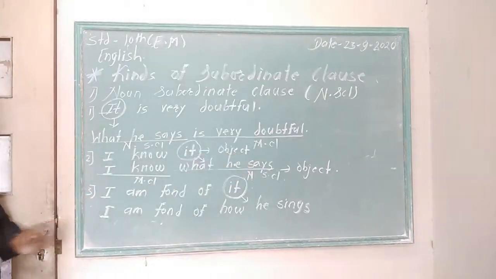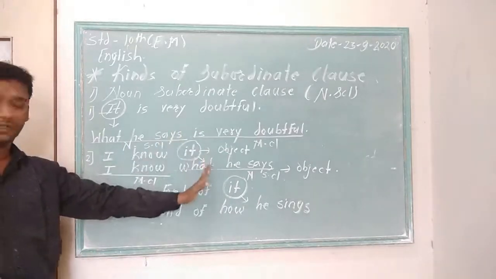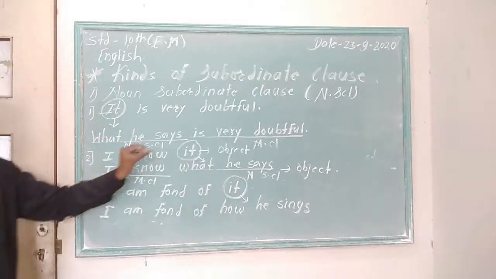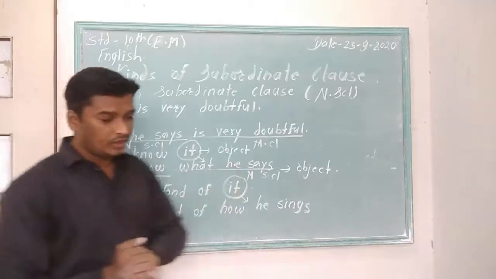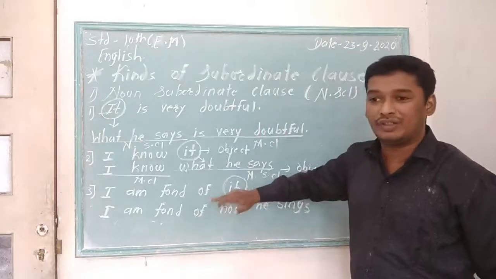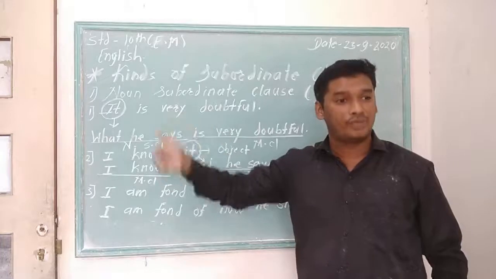Now third sentence. I have changed the place of "it". I have kept that after preposition. I am fond of it. Now, this "it" is object of preposition. Functions as object of preposition. Prepositional object.